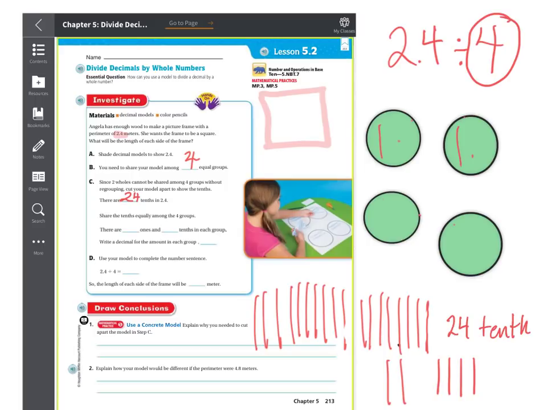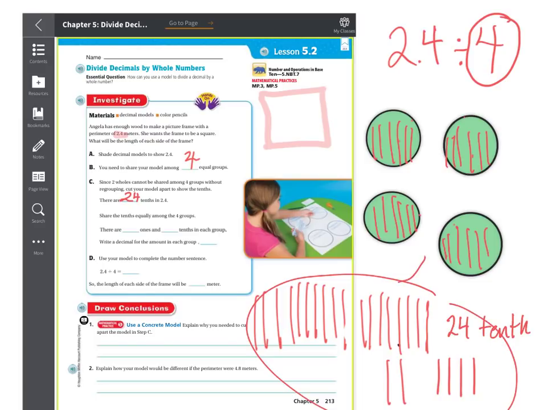1, 2, 3, 4, 5, 6, 7, 8, 9, 10, 11, 12, 13, 14, 15, 16, 17, 18, 19, 20, 21, 22, 23, 24. So I can equally share among 4 groups because I took my 24 and I divided them up into 4 groups. How many in each group? Let's count. 1, 2, 3, 4, 5, 6.